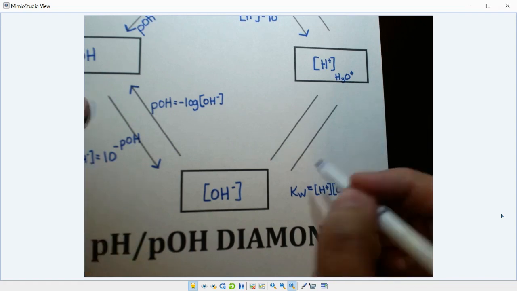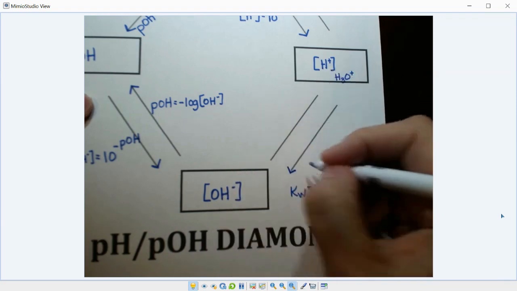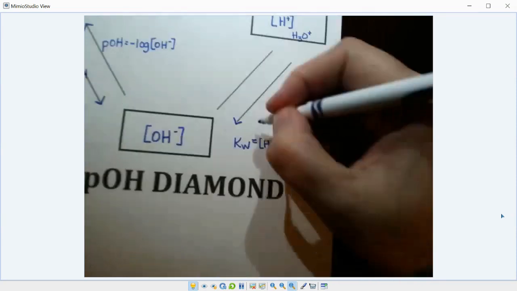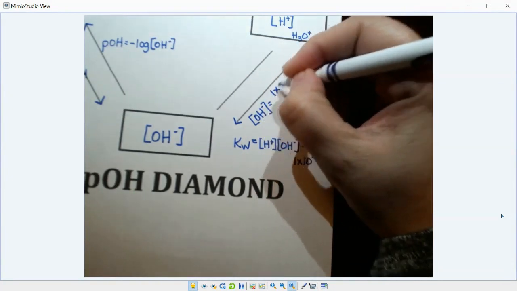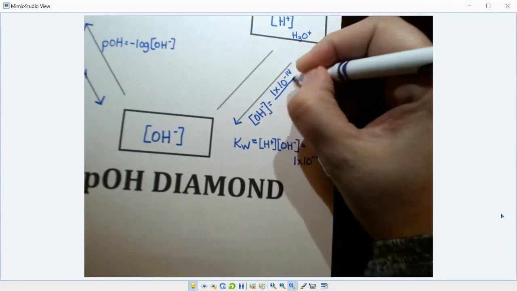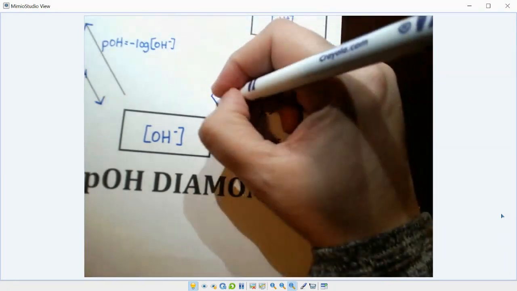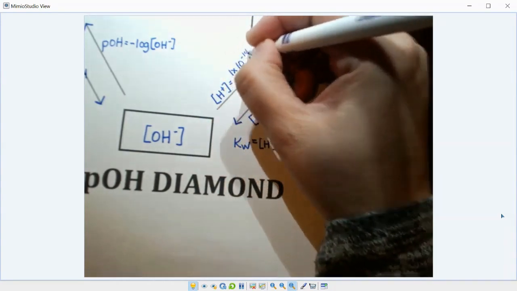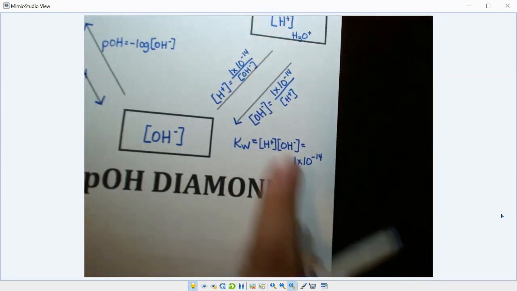So let's say I'm trying to get from H plus to the OH minus. I can just rearrange this expression algebraically to find that OH minus is equal to 1 times 10 to the negative 14 divided by H plus. And then, of course, going the other direction, if I want to find H plus, then 1 times 10 to the negative 14 divided by the hydroxide concentration would tell me what my H plus is.